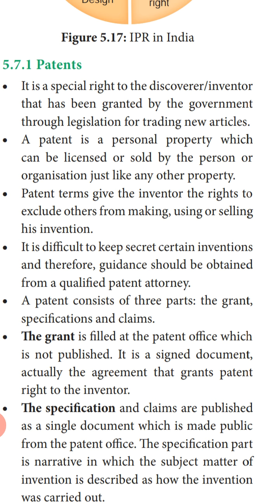So the grant is filed at the patent office, which is not published. So here this grant is done in the patent office, and this is not published. It is a signed document, actually the agreement that grants patent right to the inventor. So here in the patent office the document is signed by the inventor. That is said to be the grant, and this grant is not made public.